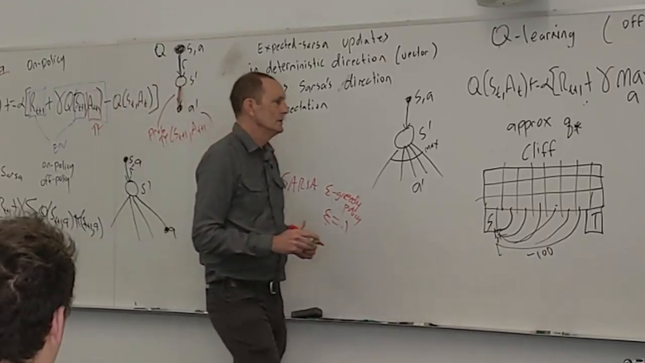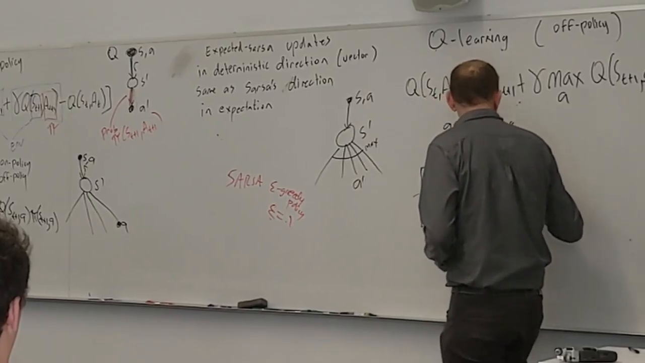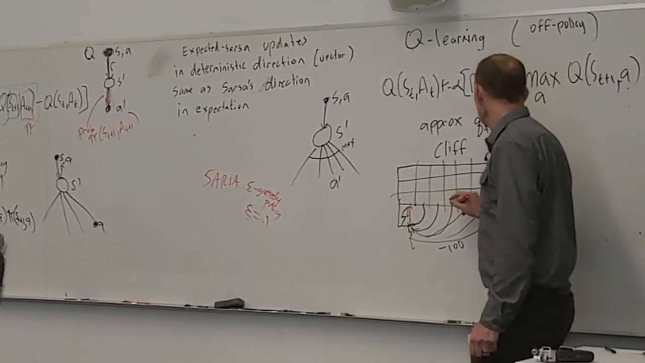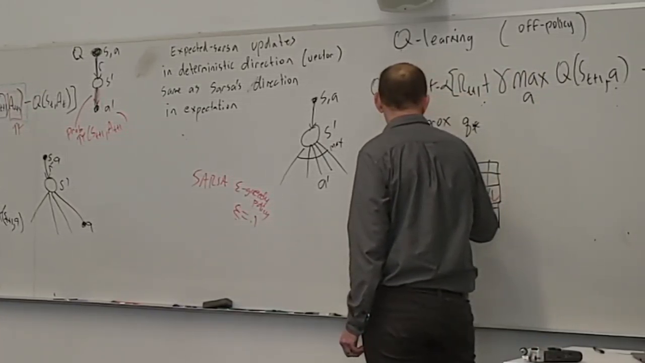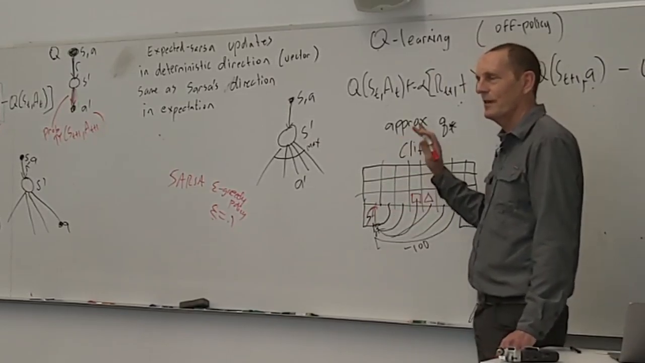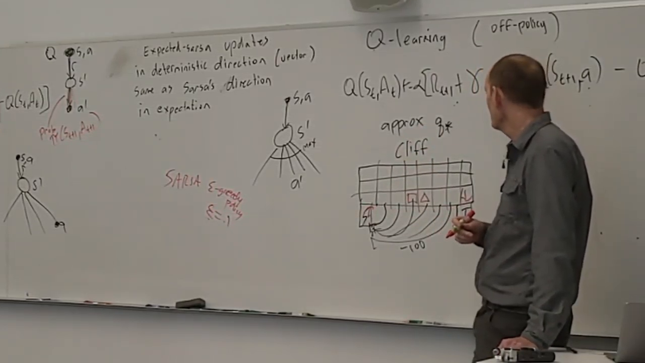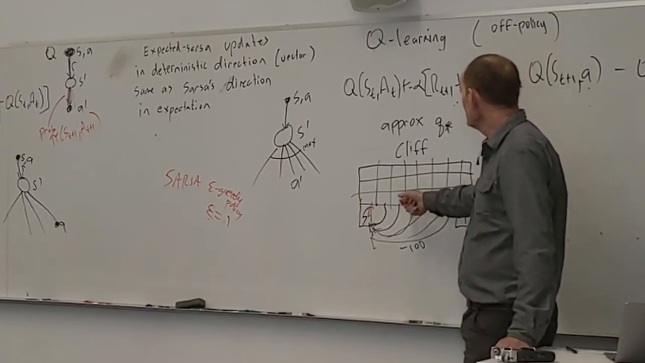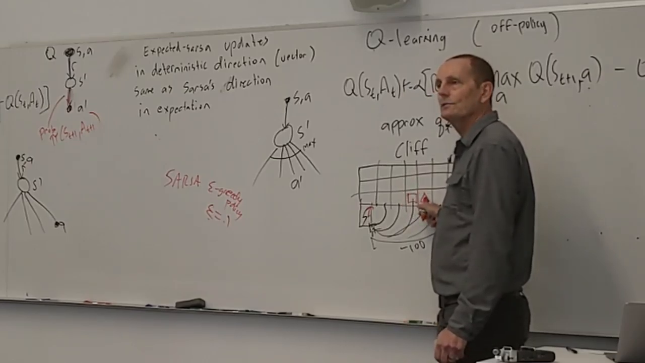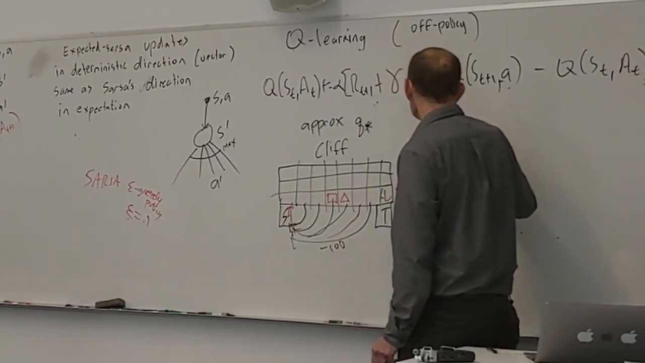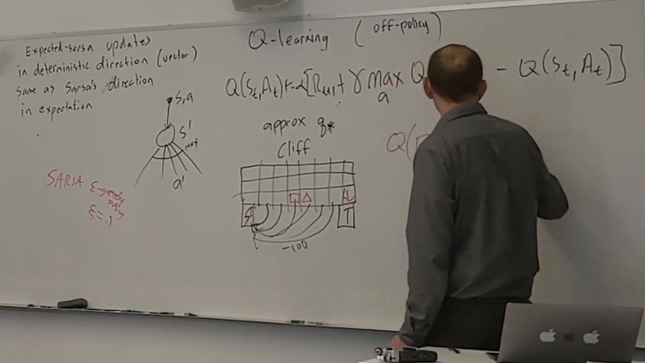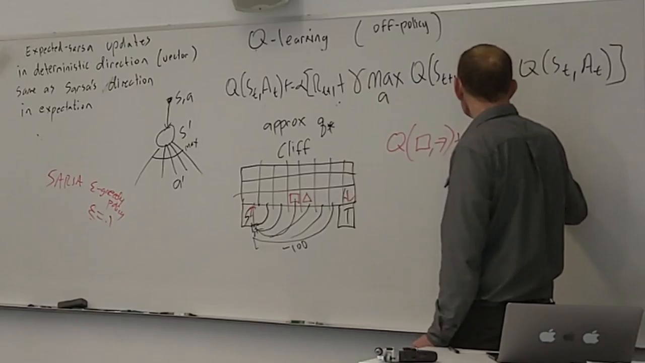So let's say we use SARSA. Let's use different colors. We'll make this one red for SARSA. We'll have an epsilon greedy policy that we're using. Let's just say epsilon equals 0.1. And the question is, what policy is it going to learn? First off, we do go up from here, and we go down from here. They will learn that.